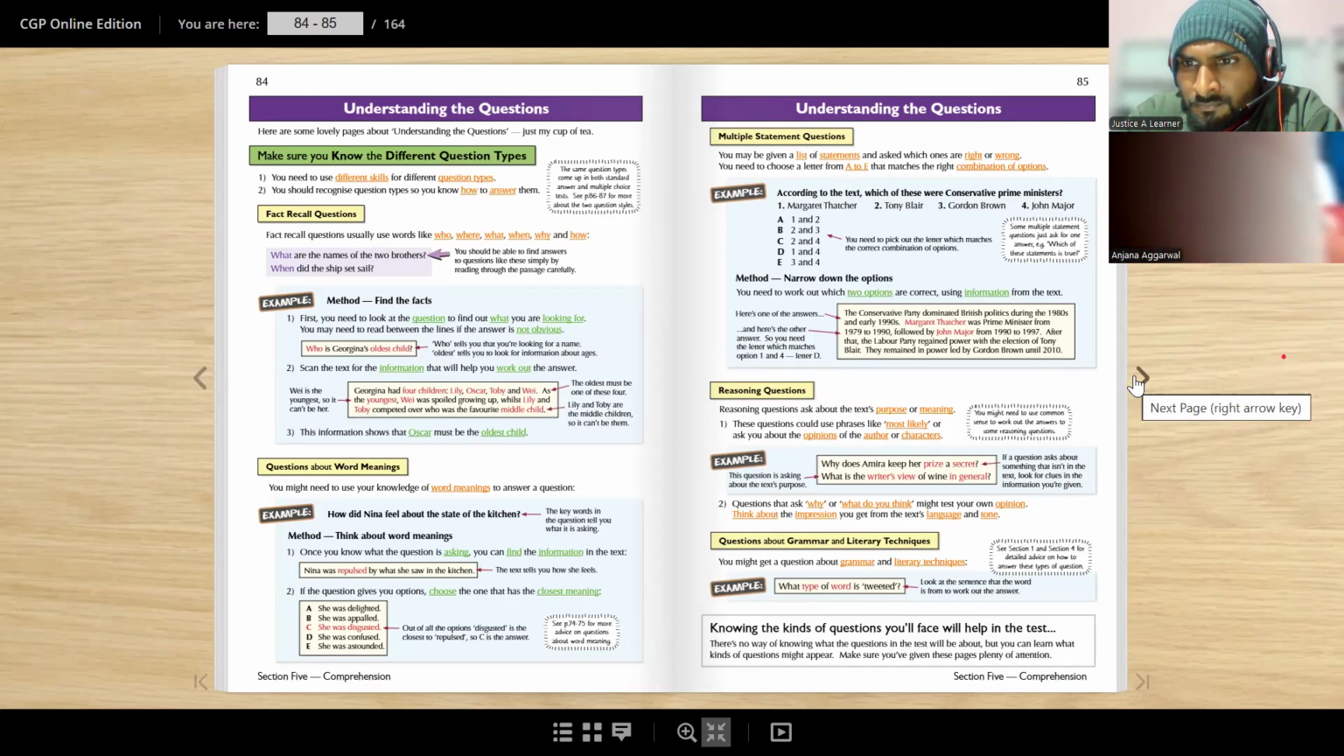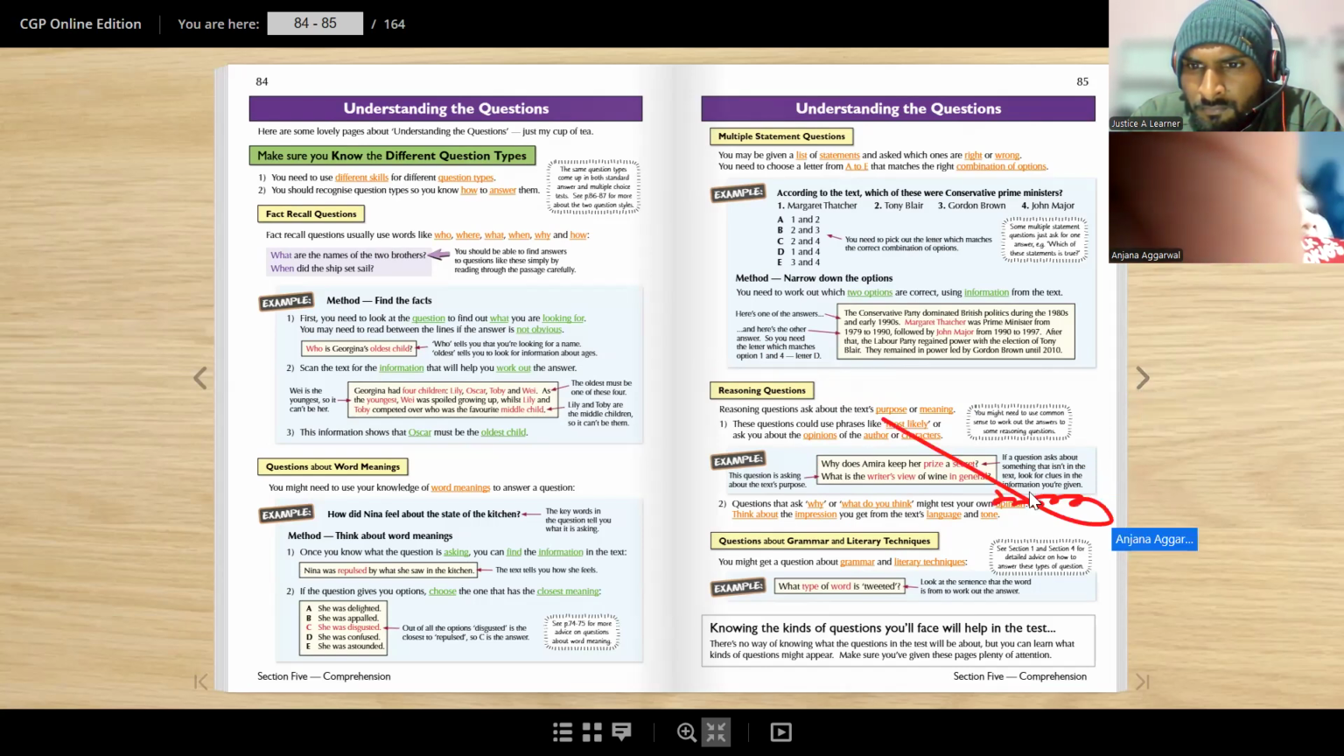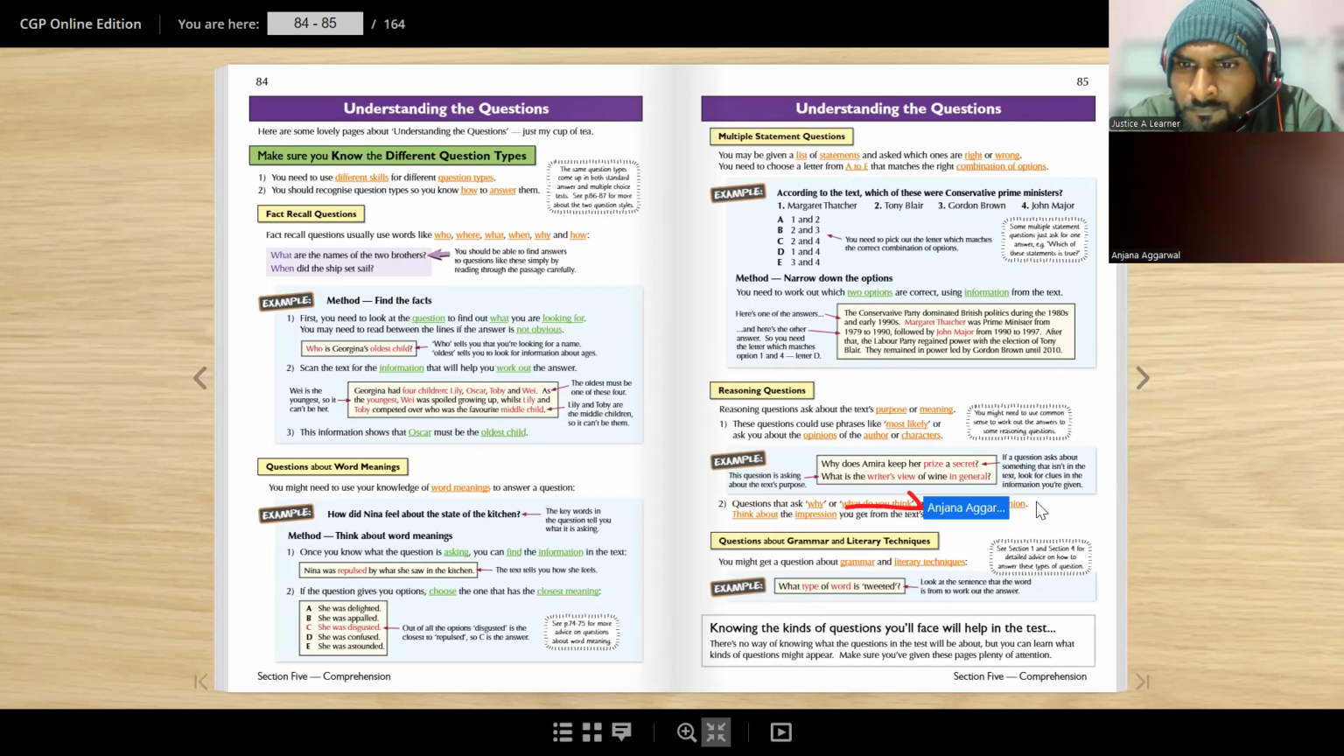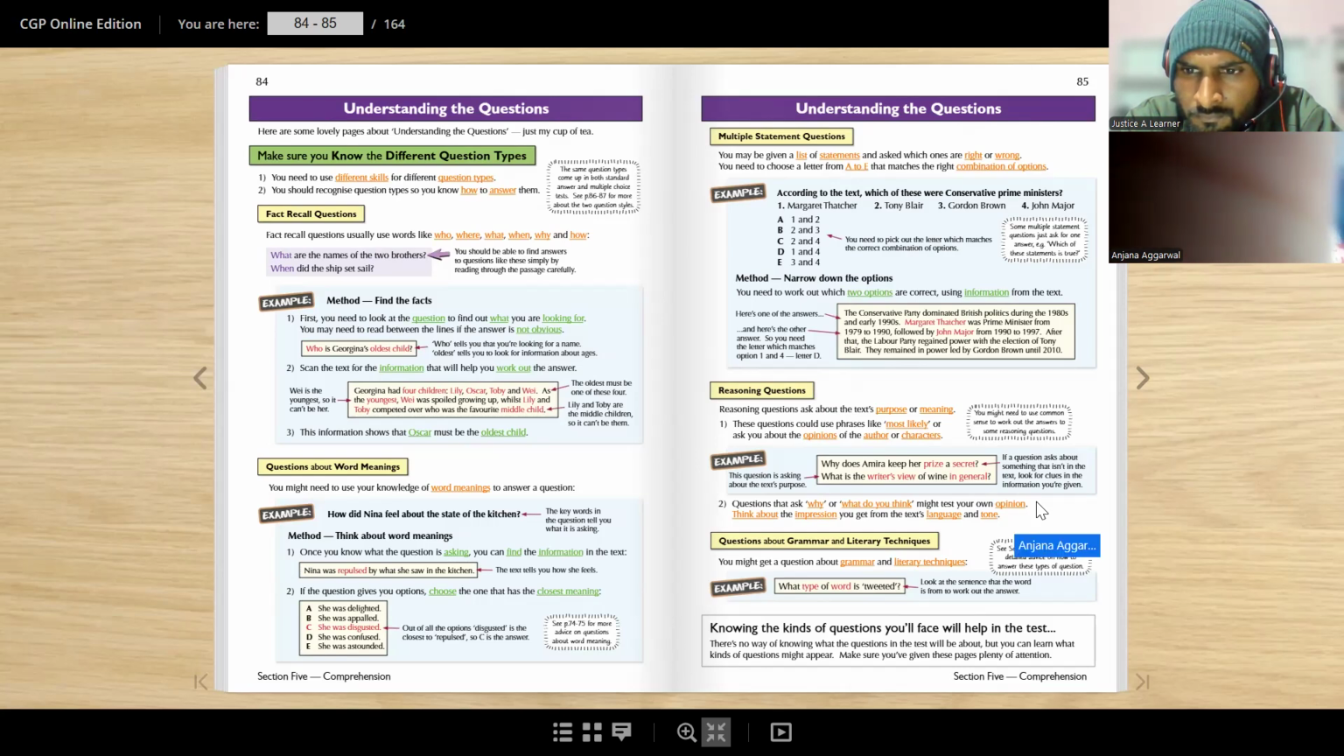So this question is asking about the text purpose. If a question asks about something that isn't in the text, look for clues in the information that you are given. Questions that ask why or what do you think might test your own opinion. Think about the impression you get from the text language or tone.